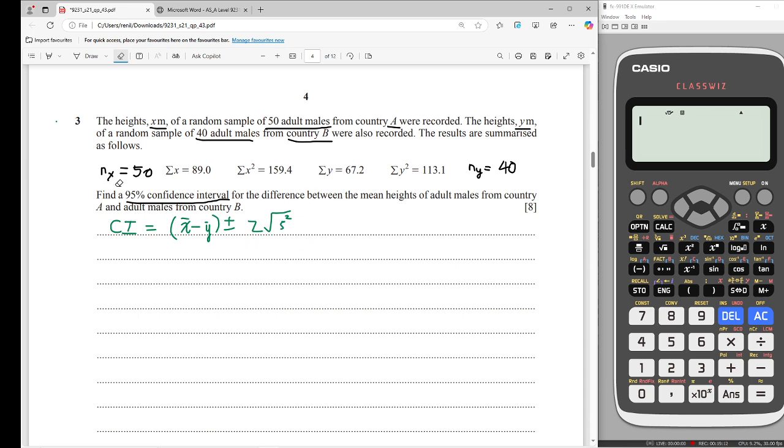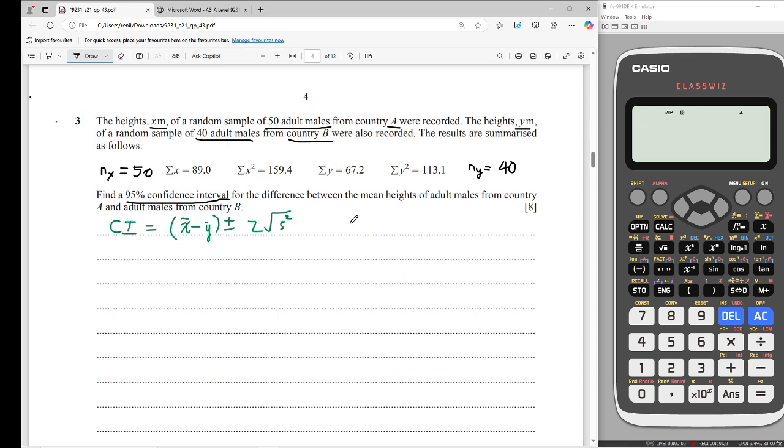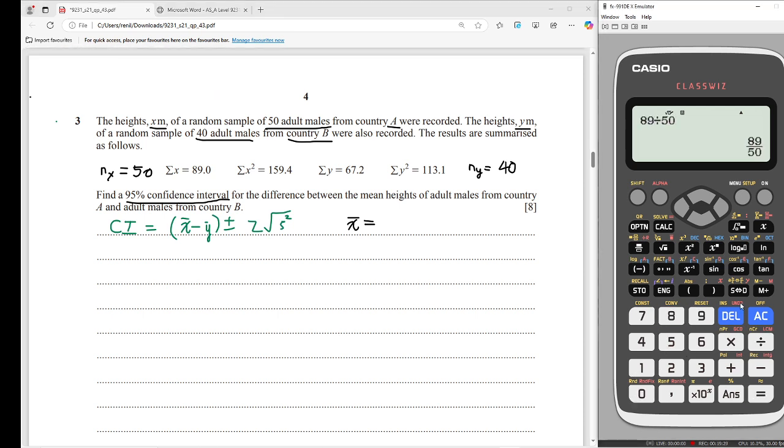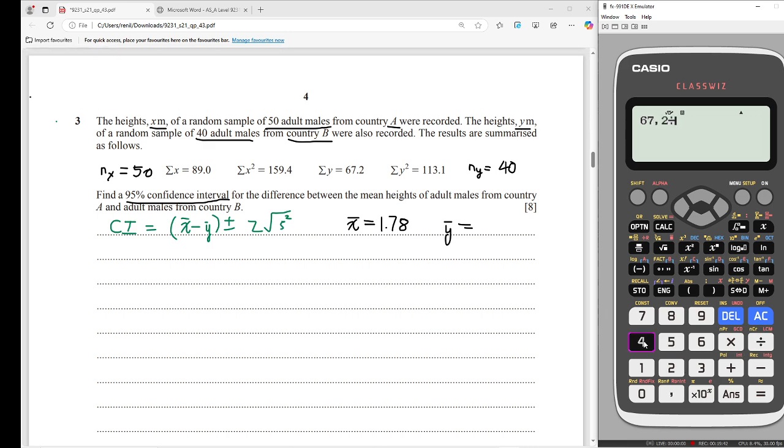So what are the values that we already have? Well, we have none of these. So let's calculate some values and then we'll plug it in. So what is mean X? The sample mean of X is equal to the sum of X divided by 50, which is the sample size. So 89 by 50 is equal to 1.78. Now we need to find the sample mean of Y, which is equal to 67.2 divided by 40. This is equal to 1.68. Right.